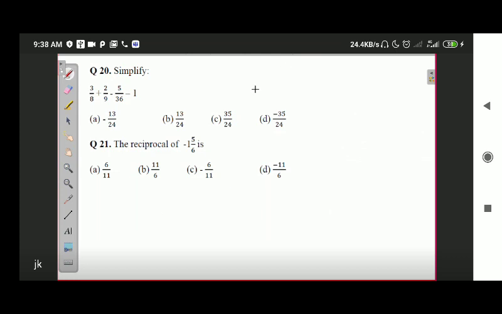Okay, next you have to simplify. So once again, for the simplification, you have to take the LCM. LCM is going to be 36. I guess not 36. Sorry, LCM will be 72. See, we have the numbers 8, 9, 36, and the denominator of 1 is 1.